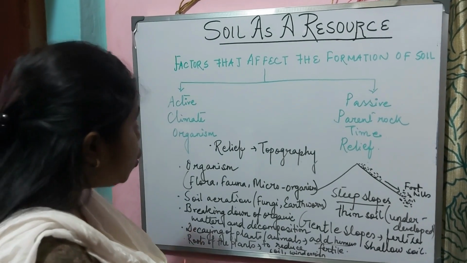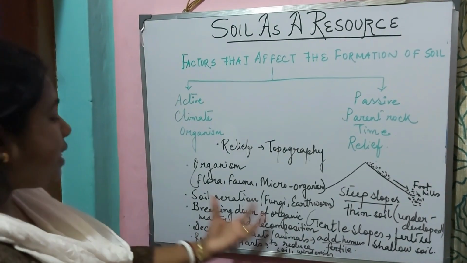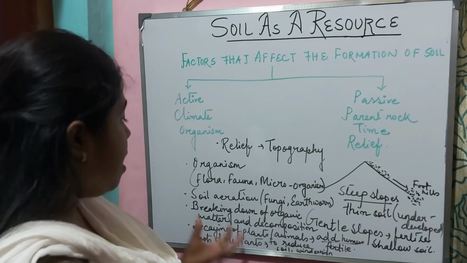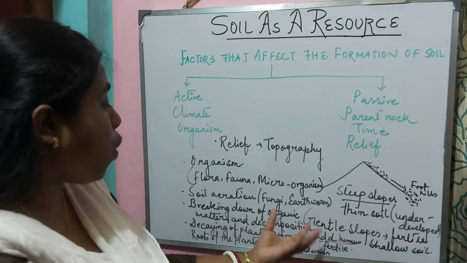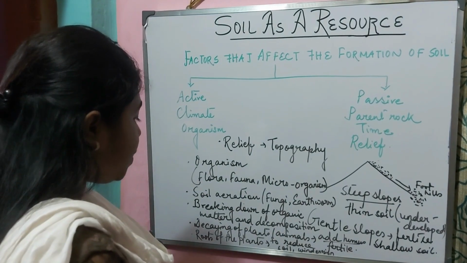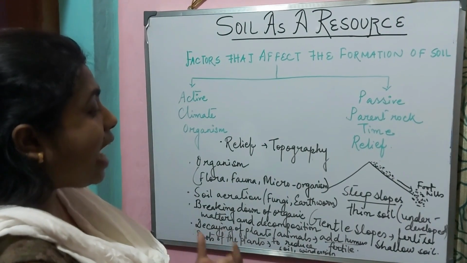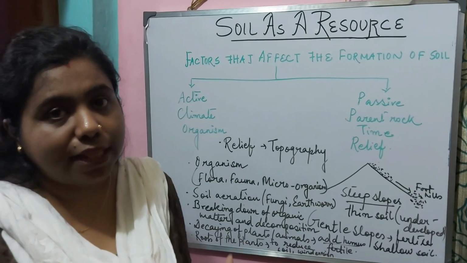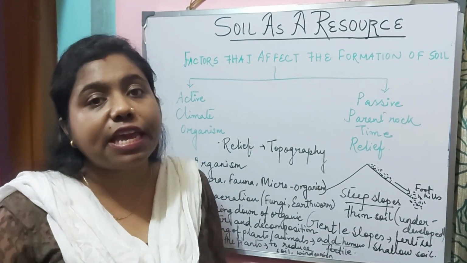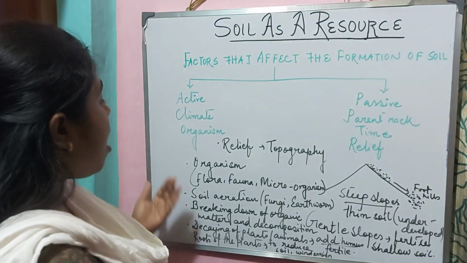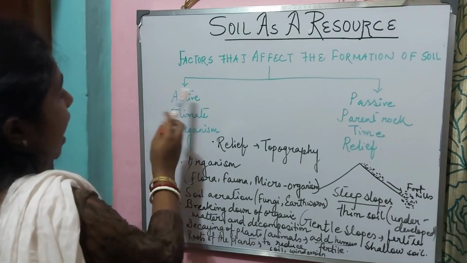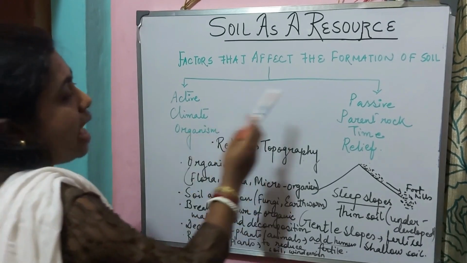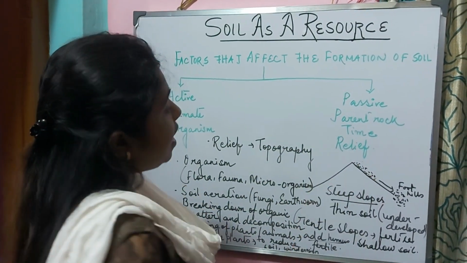So they not only help in breaking down of organic matter and decomposition, but they also help in soil aeration. They also help in reducing soil, wind and water erosion. They help in adding up more humus to the soil. That means increasing the fertility of the soil. So these are the factors on which the formation of soil depends. There are active factors, climate and organisms, and passive factors, parent rock, time and relief.